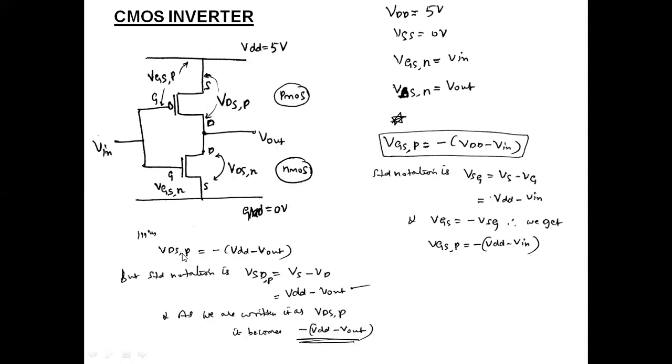And regarding this VDS comma P as well, VDS comma P is here, as mentioned in the circuit, where VDS comma P is minus of VDD minus Vout, where this VDS is VD minus VS, where VD is the drain voltage and that is going to Vout, and VS is going to VDD. So here actually it should be VSD comma P, but here we are referring to it as VDS. Hence it is minus of VDD minus Vout.